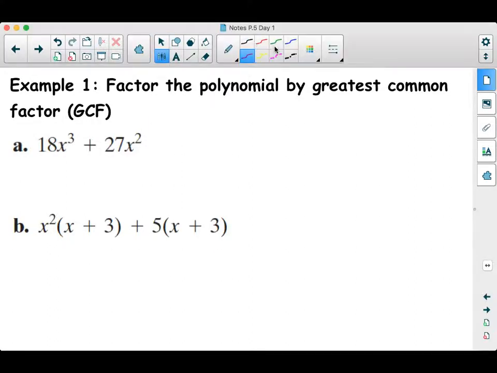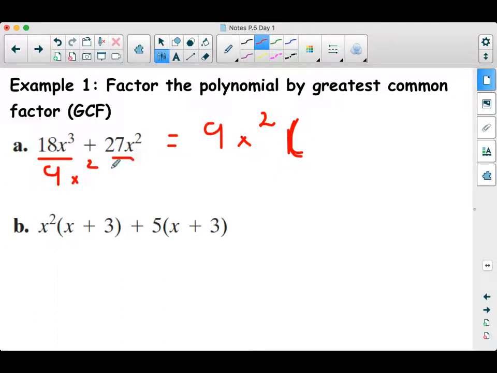So I'm just going to go to red here, and we're going to have 9x squared is our greatest common factor. So we think of that as dividing both of the terms by 9x squared. All right, so when we divide both of them by 9x squared, 18x cubed divided by 9x squared is 2x.